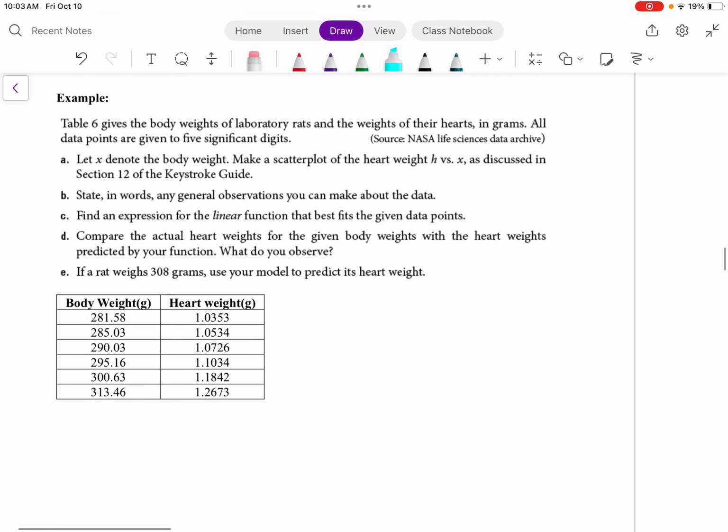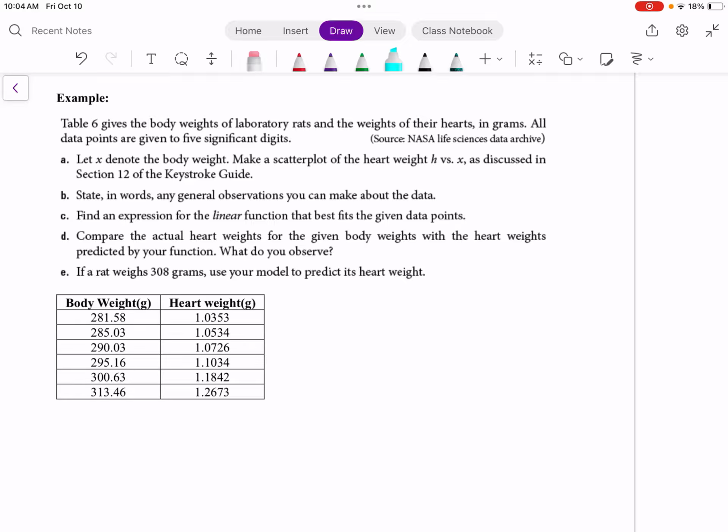Now here we have this data set. This table gives the body weight of laboratory rats and the weights of their hearts in grams. All data points are given to 5 significant digits. So we have the body weight of a rat and the weight of its heart. This is our body weight and this is our heart weight. At first we have to identify the input variable and output variable. Out of body weight and heart weight, which one is independent and which one is dependent?